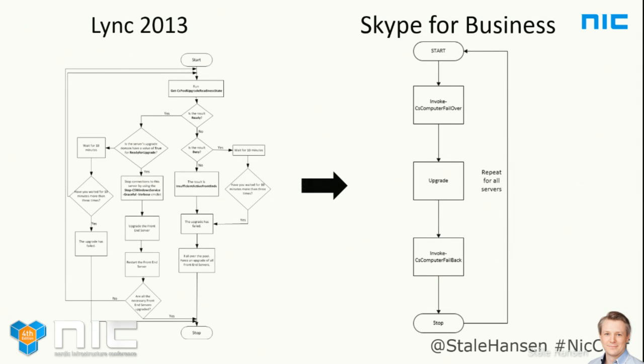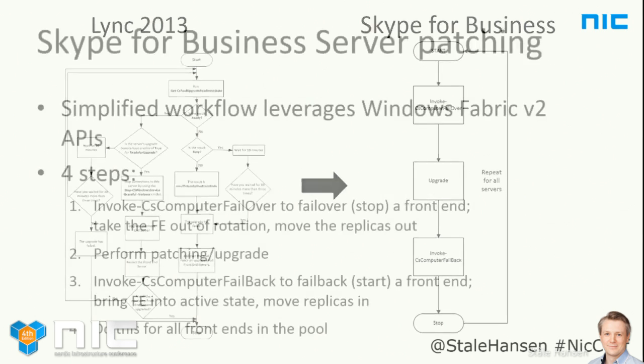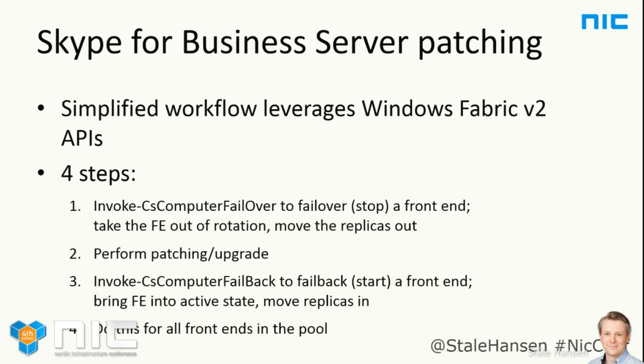So then we move from this process to this. Patching is going to be simpler, easier, and as Microsoft always says, more productive. So what is it? It's based on Windows Fabric version 2, which means that it's smarter in terms of where it places its replicas. Now the process is that you invoke Invoke-CsComputerFailover to fail a front-end and take it out of production. Then you perform the patch, and then you take it back into production, and then move on to the next server.